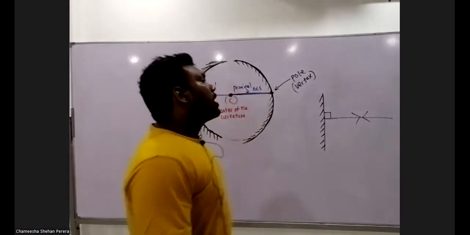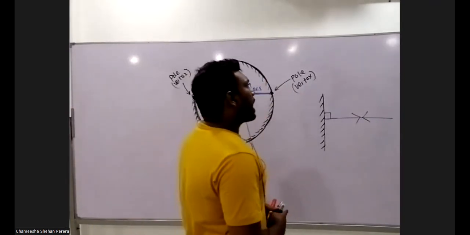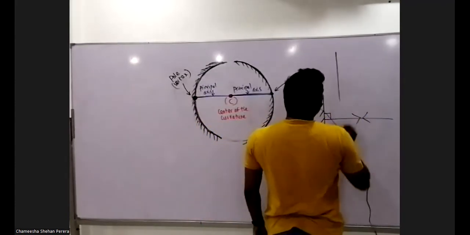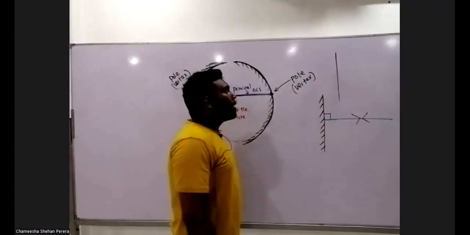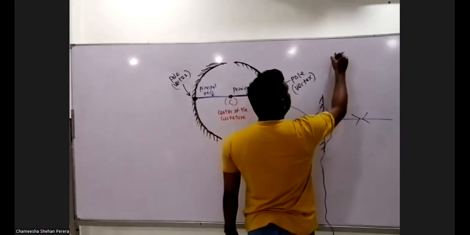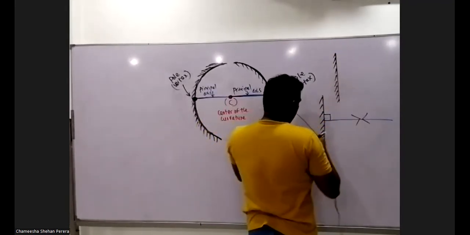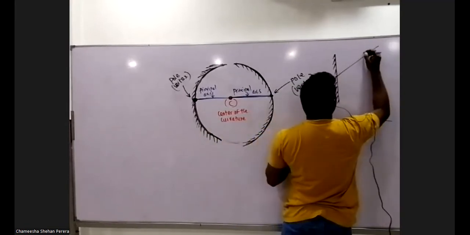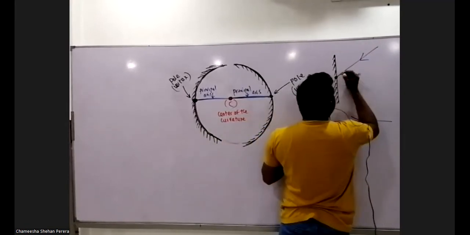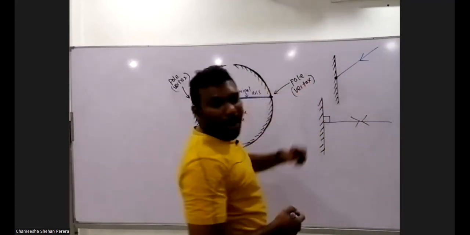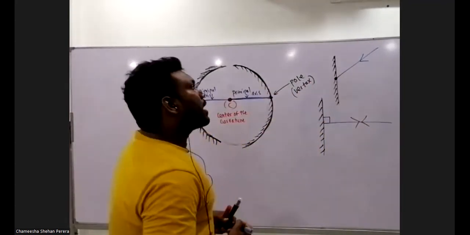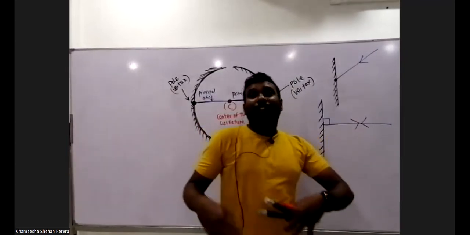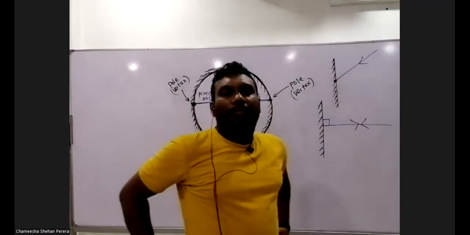Okay, can you remember the next situation? If you have a plane mirror, and there was a light ray coming to the plane mirror with an angle, and it is incident on a point like this, then you have the incident ray. So then you have to figure out what would be the reflected ray.